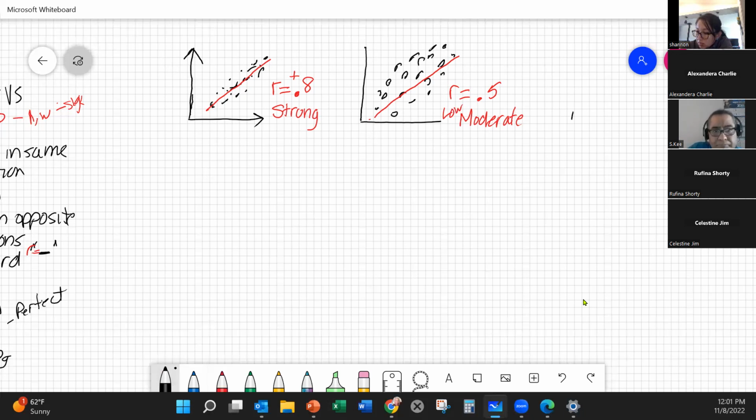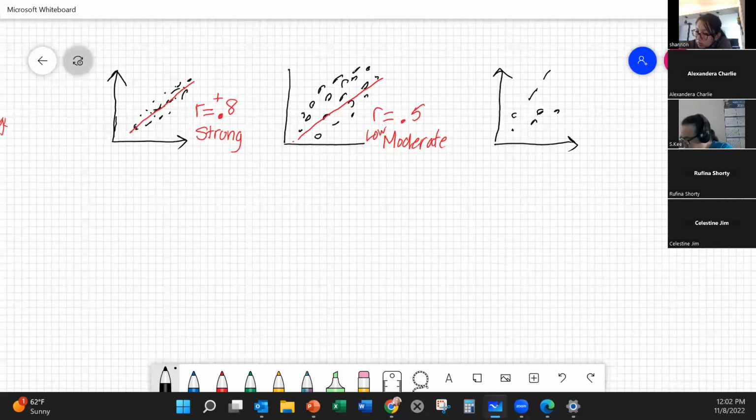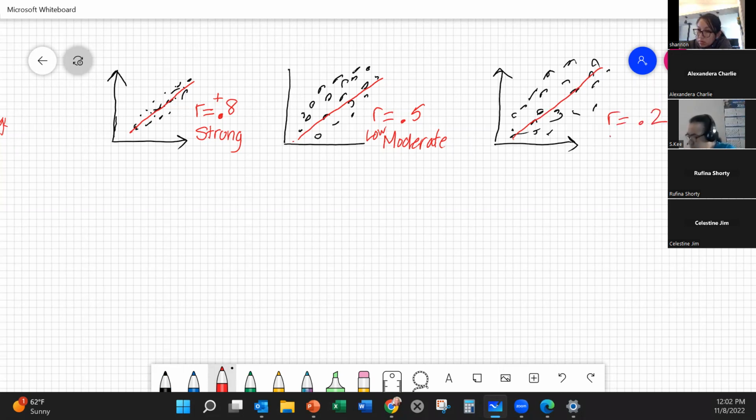And a weak relationship might have the points even more scattered. Let me move it over a little. Outlier here and there, maybe something like that. But we still do see a line. And so we might consider this to be something like a 0.2, and we would call it weak. And these are just kind of ballpark pictures.